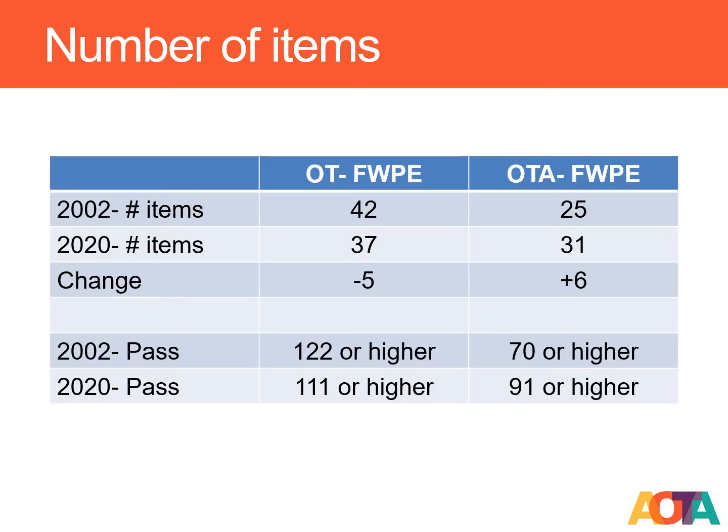As a result of the revisions to the tool, the 2020 version of the Occupational Therapy Students Fieldwork Performance Evaluation saw a reduction of 5 items from 42 in 2002 to 37 in 2020. As a result, the passing score changed from 122 in 2002 to 111 or higher in 2020. For the Occupational Therapy Assistant Fieldwork Performance Evaluation, there was an increase of 6 items from 25 in 2002 to a total of 31 items in the 2020 version. As a result, the passing score changed from 70 or higher in 2002 to 91 or higher in 2020.